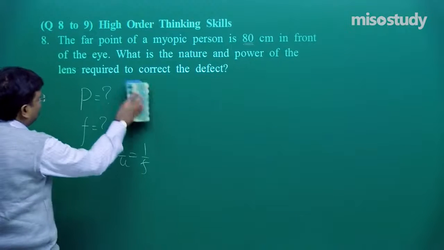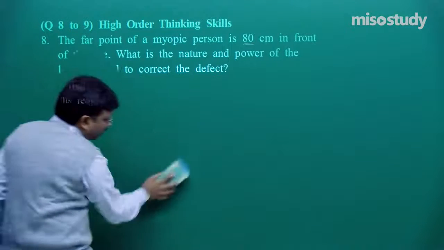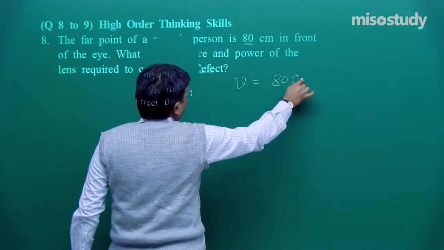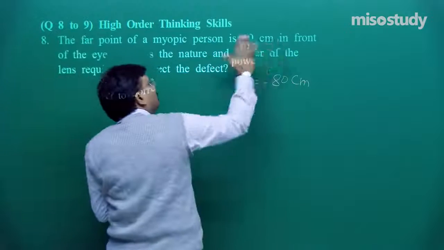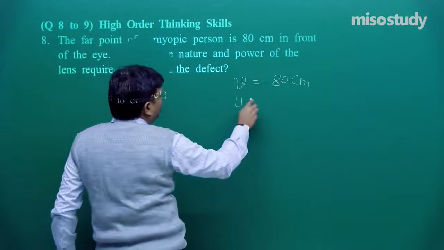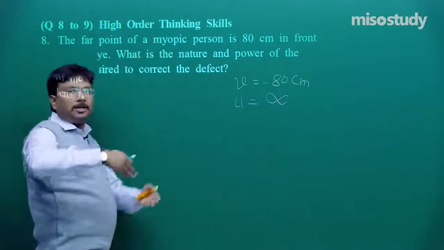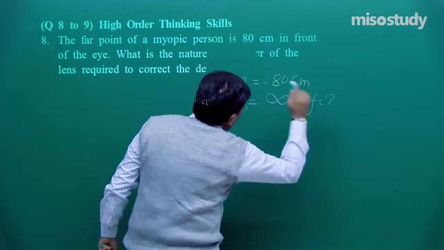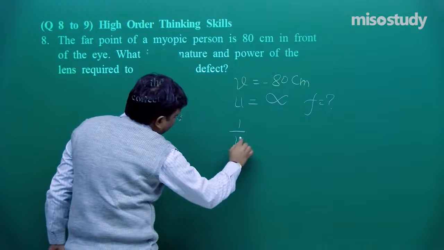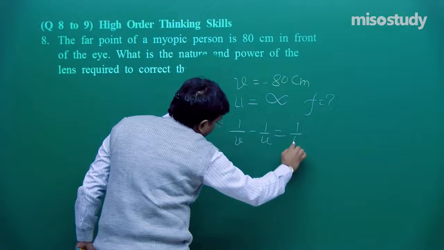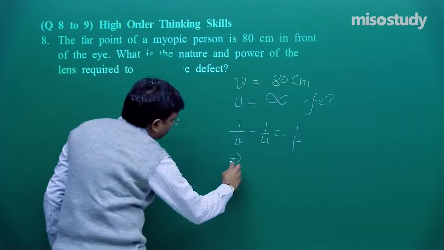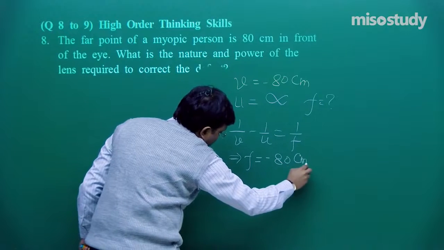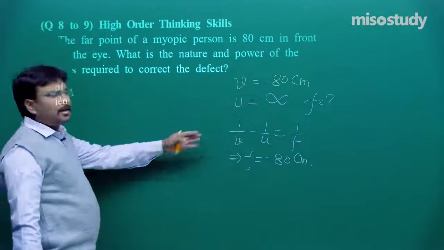So, let us start the investigation of question number 8. Now, V is equal to minus 80 centimeter, given. The object may be anywhere, so U is at infinity, and F is unknown. So, use this formula: 1 upon V minus 1 upon U is equal to 1 upon F. After solving, I will get F equal to minus 80 centimeter. You just have to solve it, nothing more.